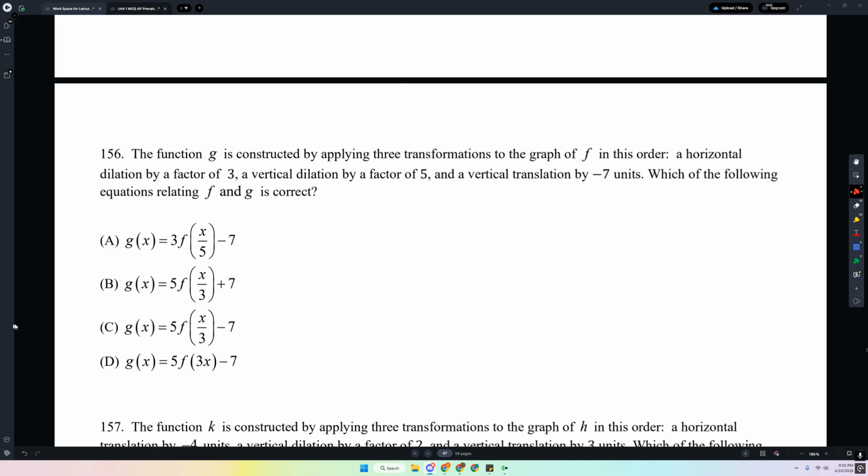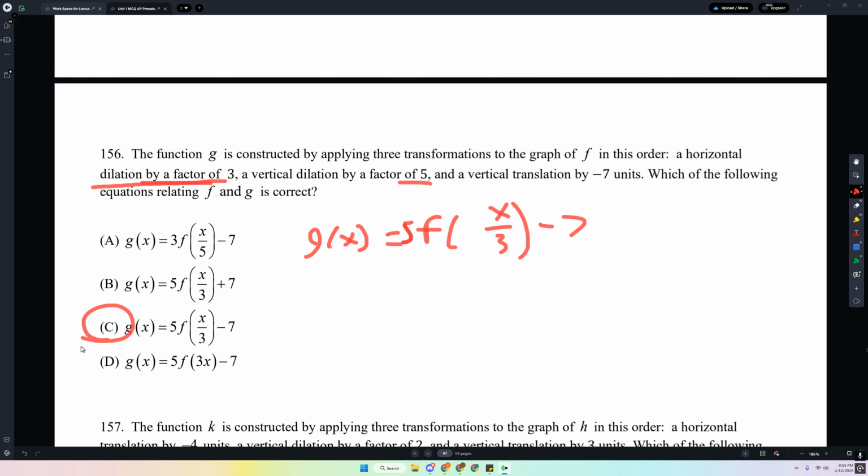So the answer for 156 is C. And the reason is, with a horizontal dilation by a factor of 3, we're going to be doing g of x is equal to f of x divided by 3, because it says a dilation by a factor of 3, and horizontal stuff are always inverses. Then it says a vertical dilation by a factor of 5. So then 5, and then we're going to subtract 7. So that'd be C.